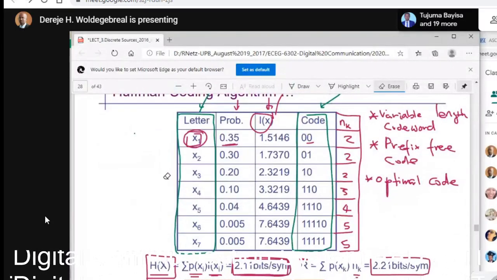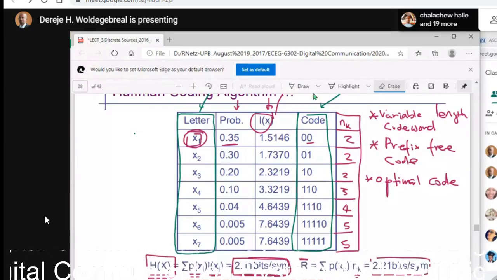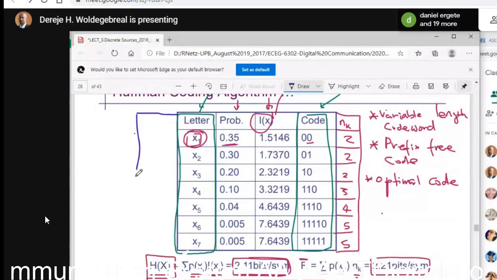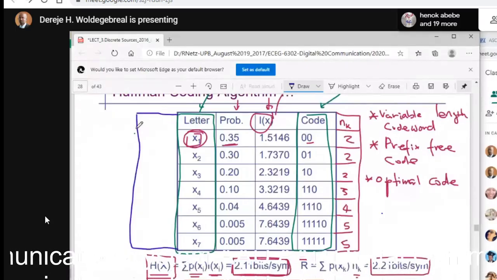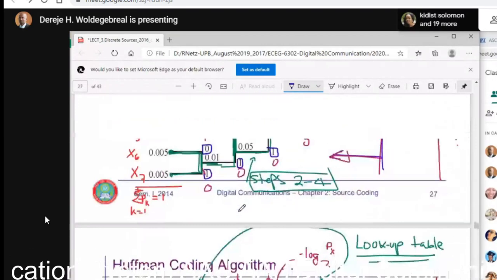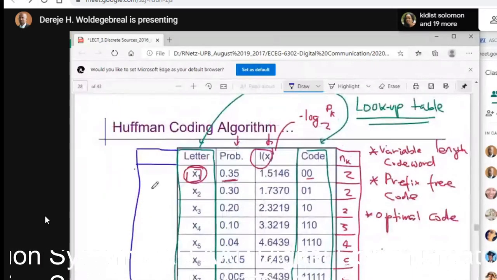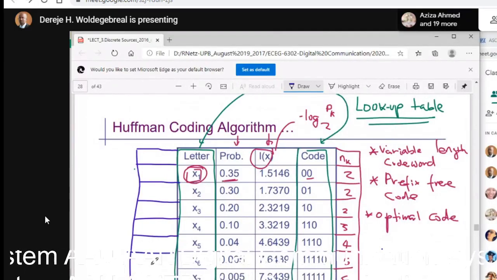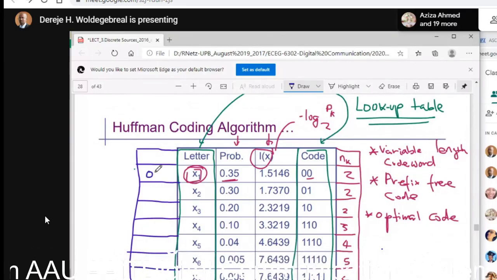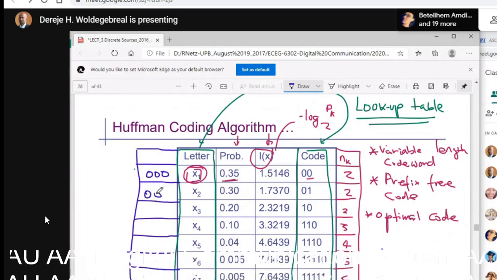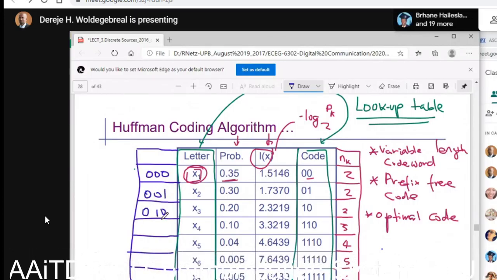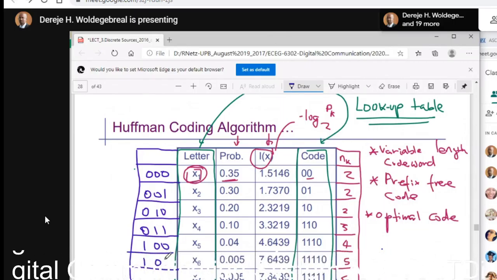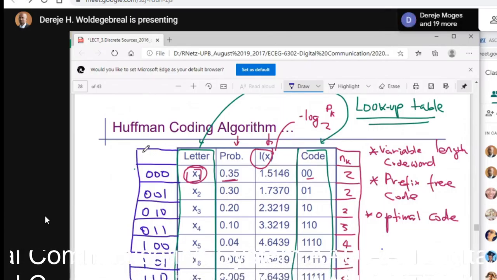Now suppose if we apply fixed length encoding. Okay, suppose we apply fixed length encoding, if we have 7 symbols, how many bits do we need? We need 3 bits to represent the 7 symbols, right? So we can start with 000, then 001, 010, then 011, 100, 101, and then 110. That's fixed length.